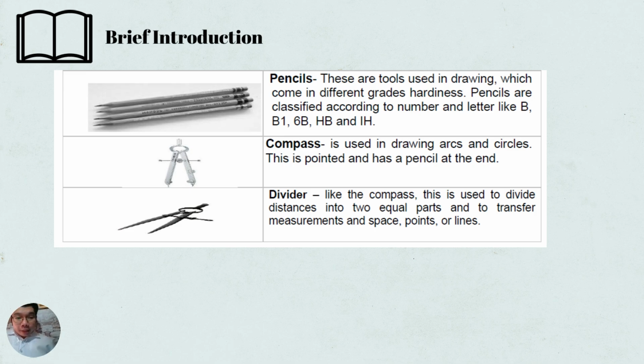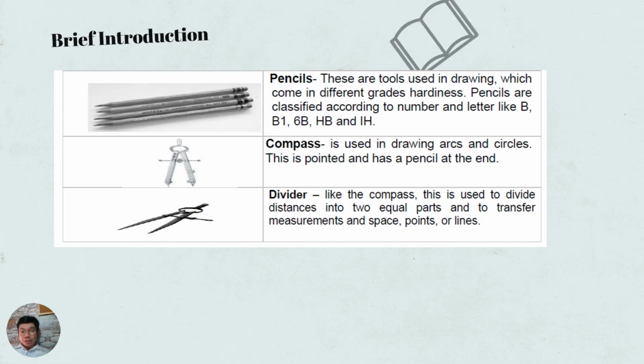We also have here the pencils. These are tools used in drawing which come in different grades of hardness. Pencils are classified according to number and letter like B, 2B, 6B, HB, and H. We also have here the compass. It's used in drawing arcs and circles. This is pointed and has a pencil at the end. And the last one is the divider. Like the compass, this is used to divide distances into two equal parts and to transfer measurements and space, points, or lines. So let us now have your first activity.